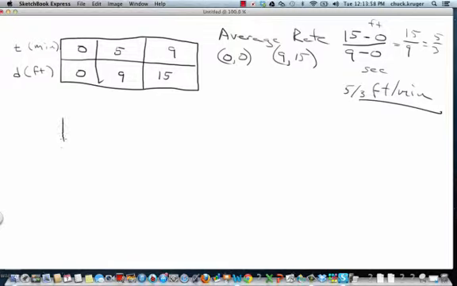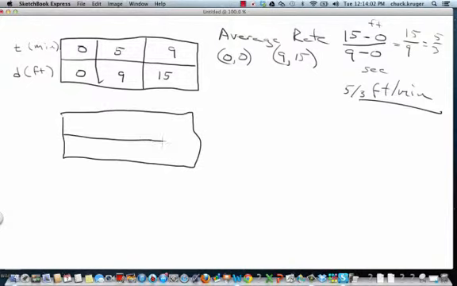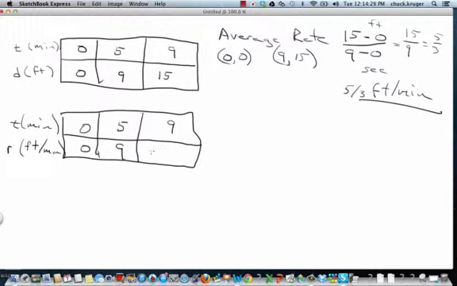Now let's use the same table and have the same values here, but I'm going to find them differently. So again, this is my time in minutes, but rather this is a rate. It's my speed that I'm walking, 15 feet per minute. So at (0, 0), I'm not walking at all. At 5 minutes, I'm walking 9 feet per minute, and at 9 minutes, I'm walking 15 feet per minute.